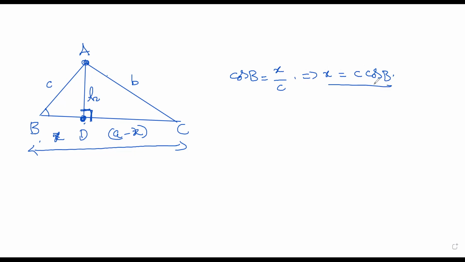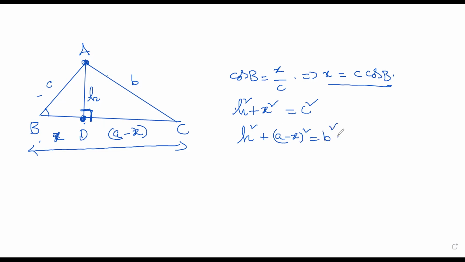So let me have this in hand. Now I simply need to apply the Pythagoras theorem. So h square plus x square is equal to c square. That's the first part of the Pythagoras theorem. Now go to the other triangle, which is ADC. In that you can apply the Pythagoras theorem once again. So you have h square plus a minus x whole square, that happens to be b square.